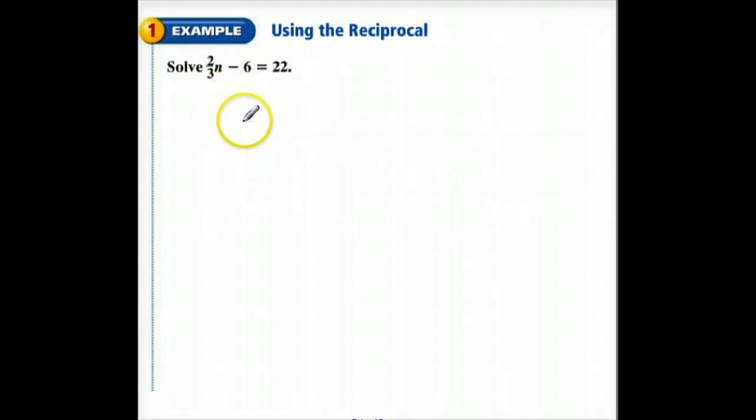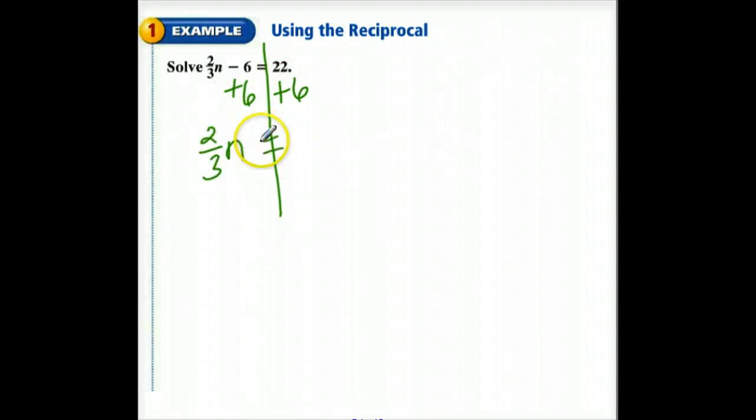So here's a two-step equation. Remember, don't even worry about that coefficient until you first get rid of the constant. I'm going to add 6 to both sides to undo that -6. I'm left with 2/3 n equals 28. 22 plus 6 is 28. Now my coefficient is a fraction.